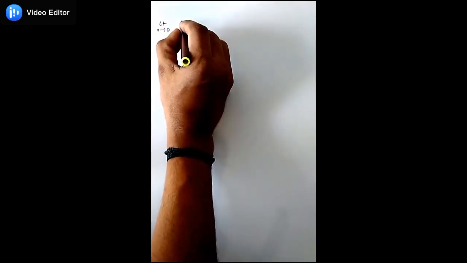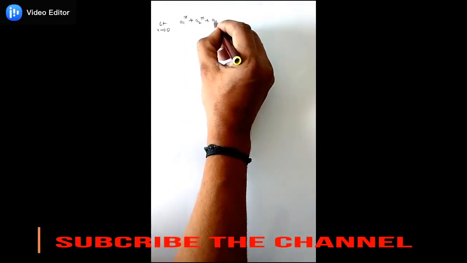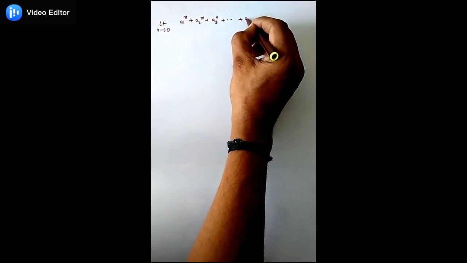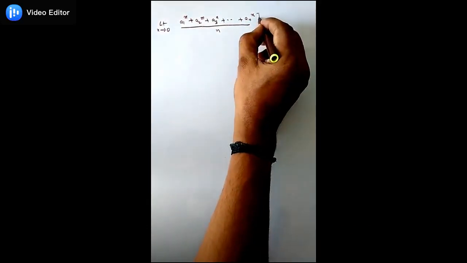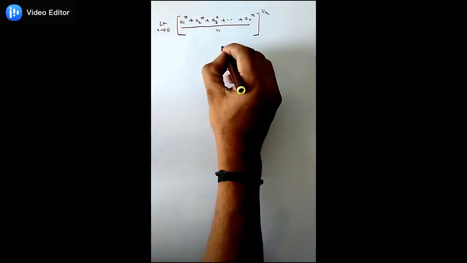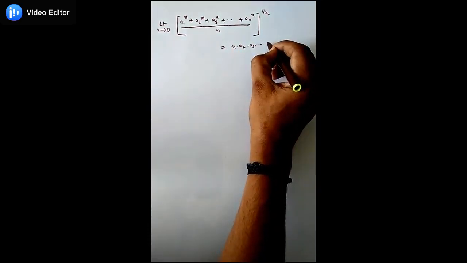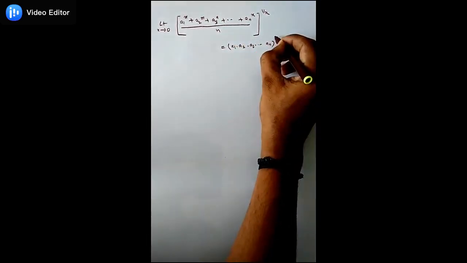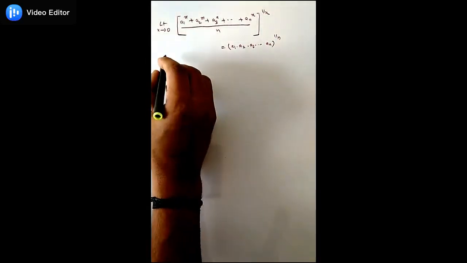Limit x tends to 0, [(a1 power x plus a2 power x plus a3 power x and so on plus an power x) whole by n] to the power 1 by x is equal to (a1 into a2 into a3 and so on an) whole to the power 1 by n. We come to the solution.